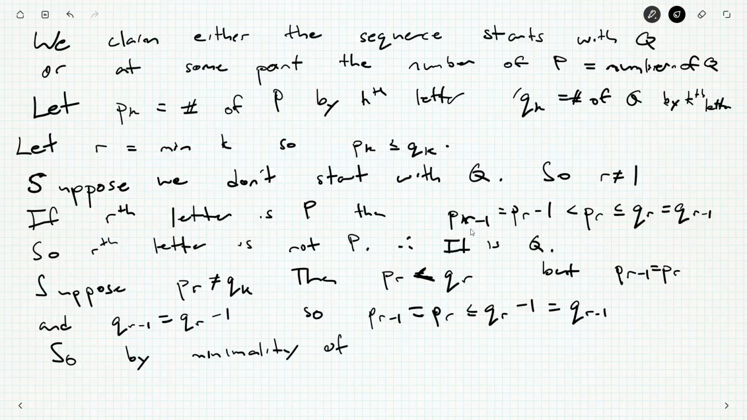But this can't happen because then there'd be an even smaller r that works. So by minimality of r, we have PR equal to QR. Notice this would fail because we're assuming that we do have a letter to subtract from our count. And so it's clear we needed to have r not equal to 1. Okay, so we've proven our claim: either we start with Q or at some point we have an equal number of P and Q.